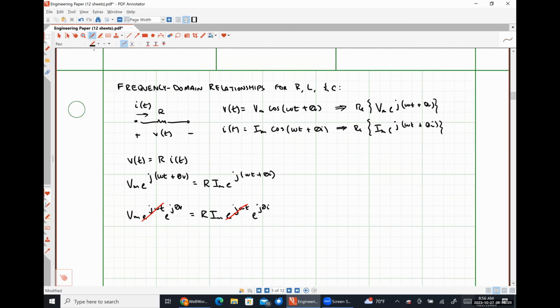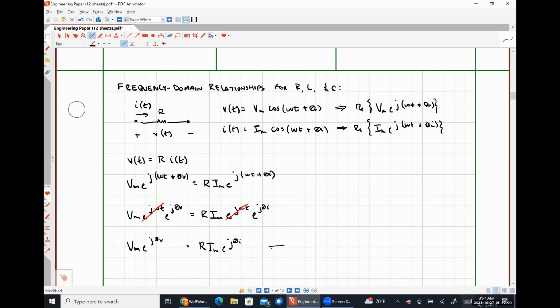That leaves us with Vm e to the j theta v is equal to R times Im e to the j theta I. So I want to make an observation here, okay? On the left-hand side of my equal sign, I have an exponential form complex number. And on the right-hand side of my equal sign, I have an exponential form complex number. So that means that the magnitude of the thing on the left has to be equal to the magnitude of the thing on the right, and the phase angle of the thing on the left has to be equal to the phase angle of the thing on the right.